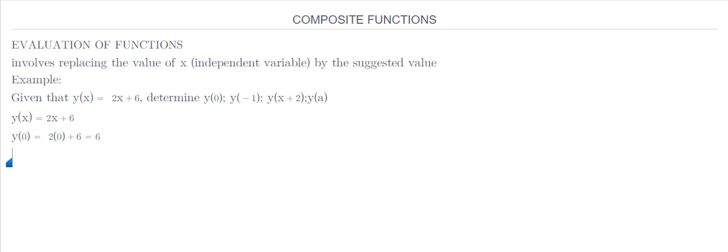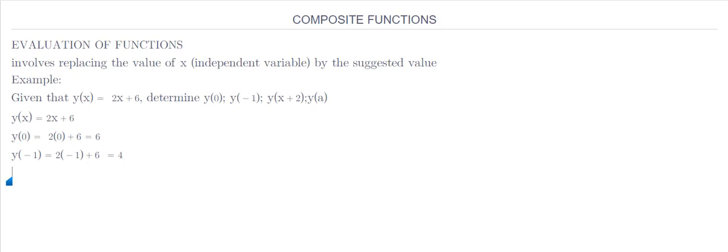Now in case they want you to get y of negative 1, this is also simple. What you need to do is take the value of negative 1, substitute as your x in the function, so it is going to be negative 1 there, and then add 6. So this is just like 2 times negative 1 is negative 2, plus 6. Negative 2 plus 6 is 4.